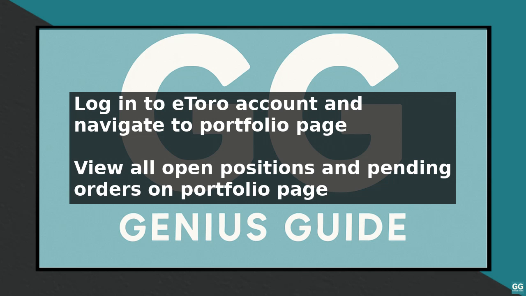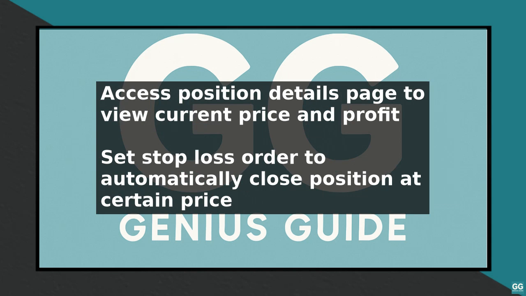First, log into your eToro account and navigate to the portfolio page. This is where you can view all your open positions and pending orders. To access the risk management tools, click on the specific position you want to manage. This will take you to the position details page, where you can view information such as the current price, profit, and loss. On the position details page, you will see a tab labeled Stop Loss.